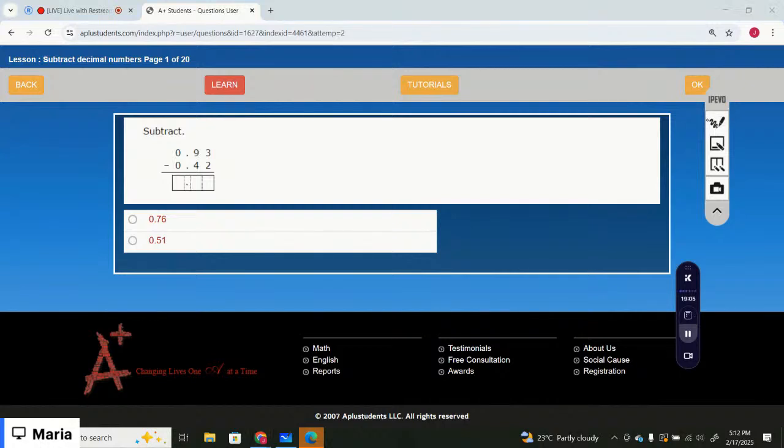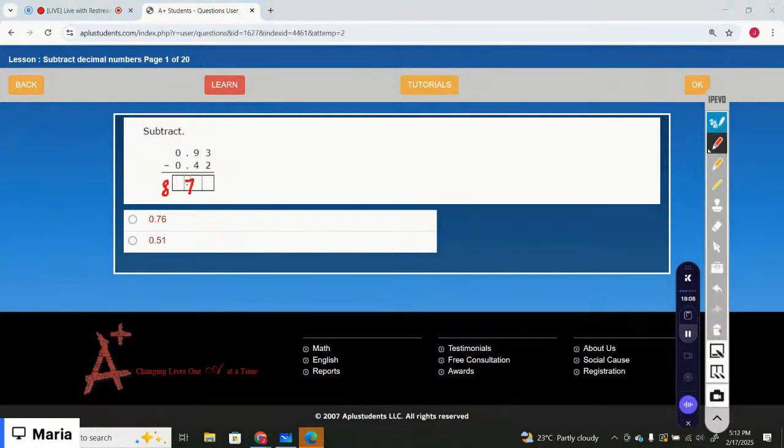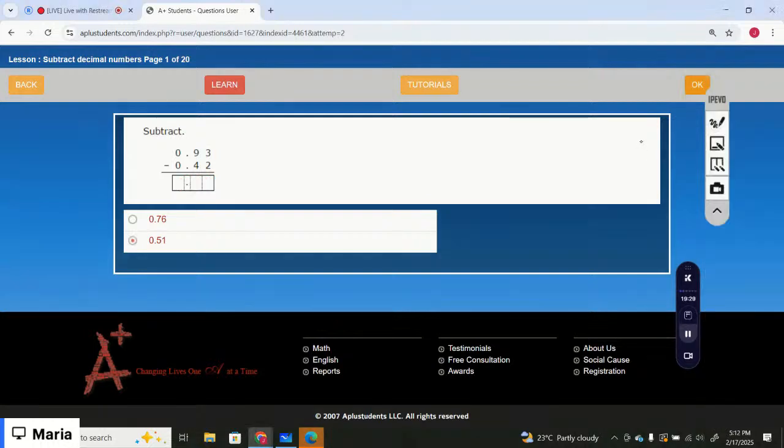So 3 take away 2, you can see that the decimal point is already lined up. 3 take away 2 is 1 and 9 take away 4 is 5. 0 take away 0 is 0. So that is 0.51. The correct option is 0.51. Option number 2 is the correct option. Very good.